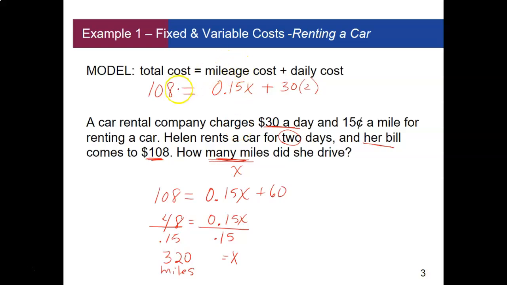We know that because we know what her total cost was. We know how much she paid for the daily rental. And then we also know what her mileage is. And so you could check that and make sure that would be correct.